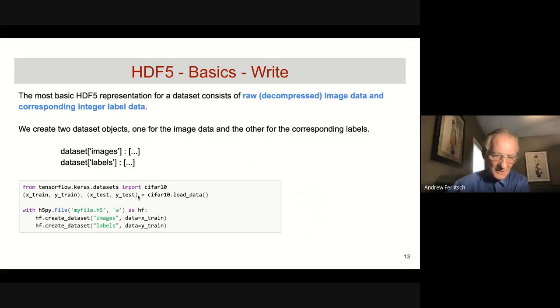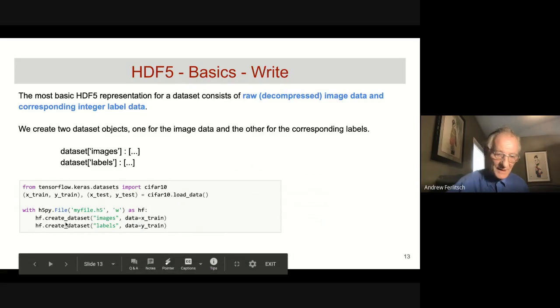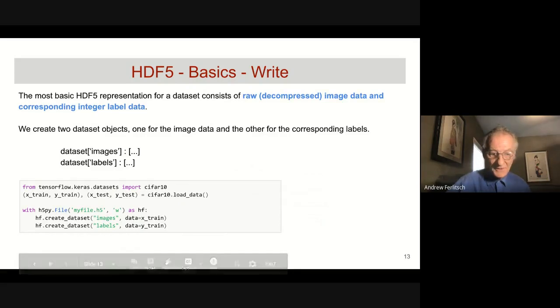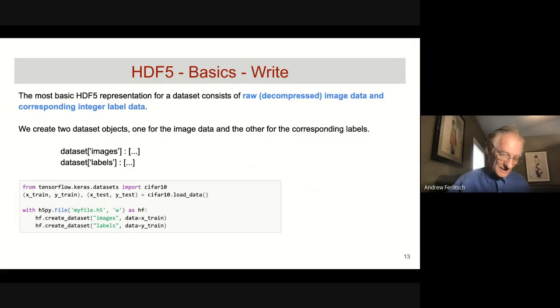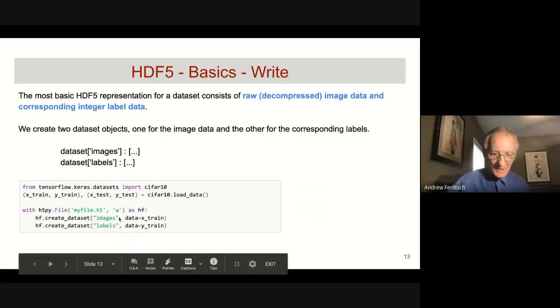I'm going to load the CIFAR data from TensorFlow Keras. So there's my training data, my test data. Then I'm going to create an HDF5 file right here and open it. I use the method called create dataset, and I give it a key, so this is like a dictionary. One dataset's key is images, one is labels, and I'm going to just load in the training data for the images and the corresponding labels for the labels dataset.